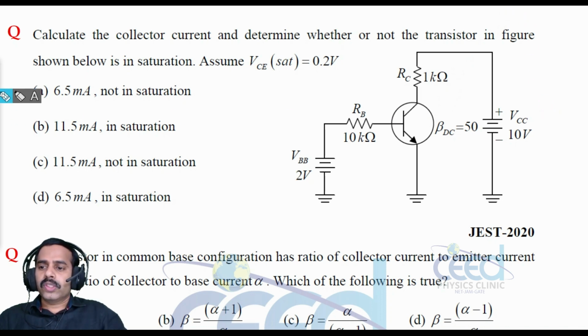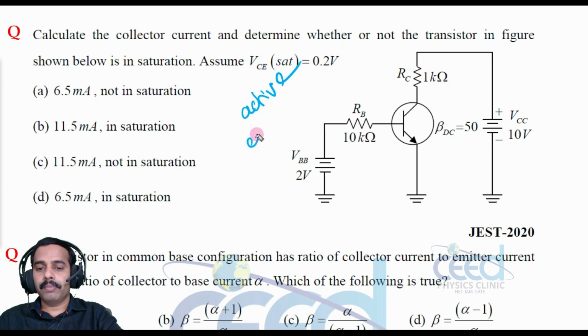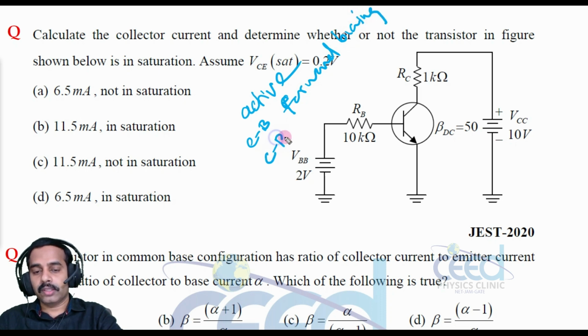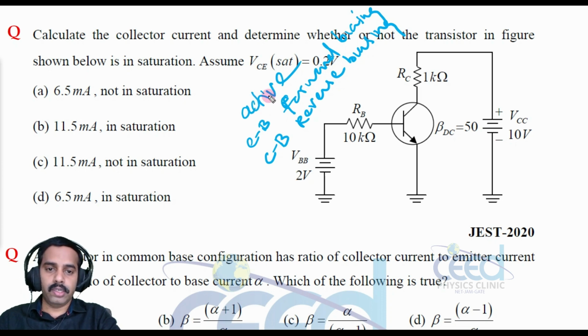In this question, we already know a transistor is in the active region when the emitter base junction is in forward biasing, and the collector base junction is in reverse biasing. So when that condition holds, it is active. Let us check the condition. So look into this emitter base junction.